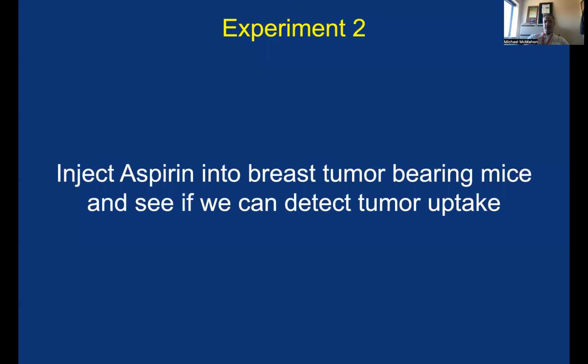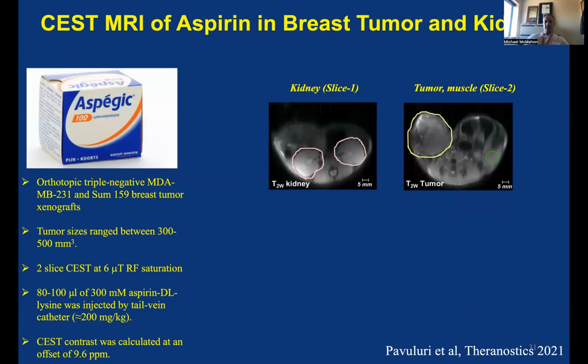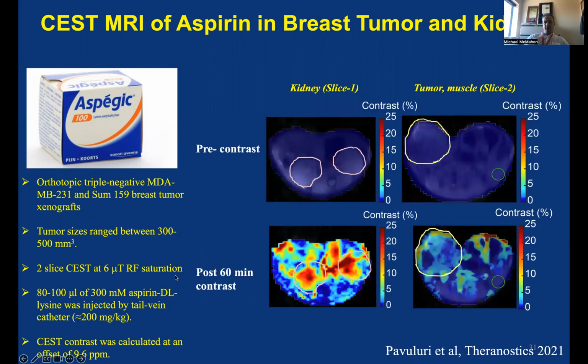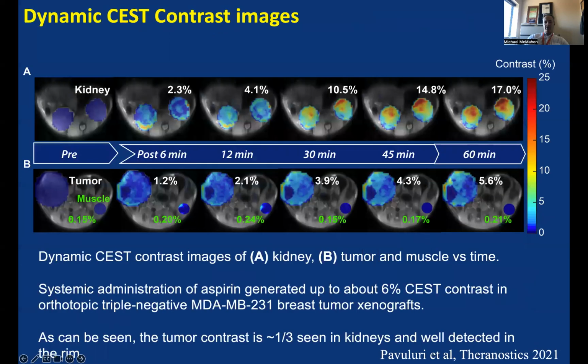We then looked at injecting aspirin into breast tumor bearing mice and see if we could detect this tumor uptake through CEST MRI. And so we looked at this triple negative MDA MB231 and also the SUM159 breast tumor cells. These were picked because the one is high COX expressing and the other is low COX expression. And here's our acquisition details. And you can see that we saw both nice amounts of contrast in the kidneys, and then also in the rim of the breast tumors, we saw nice amounts of CEST contrast.